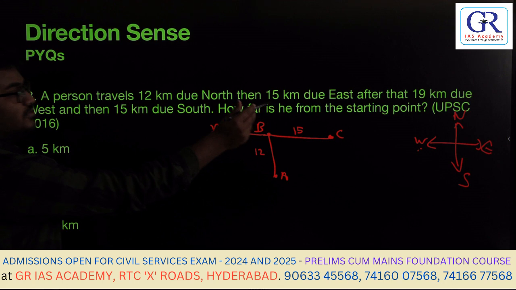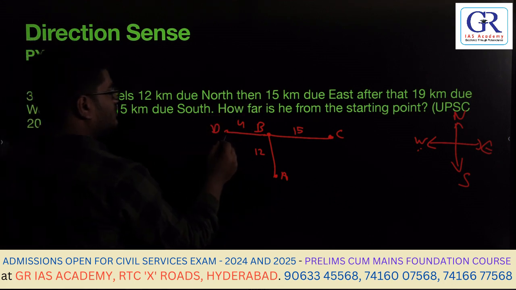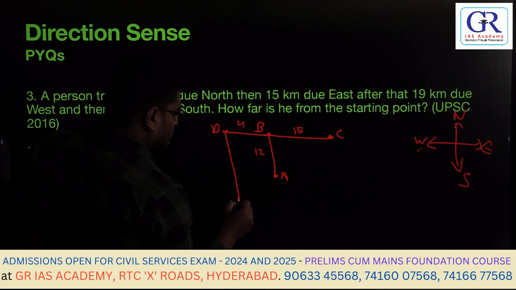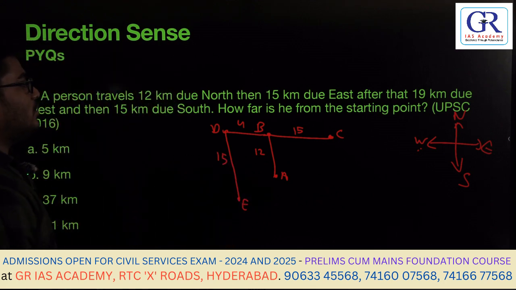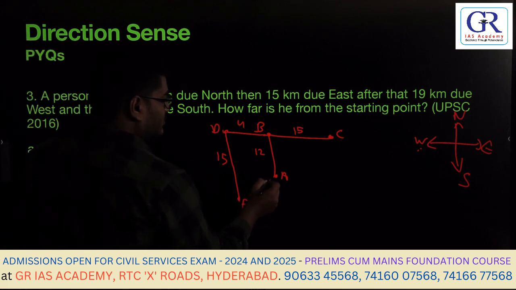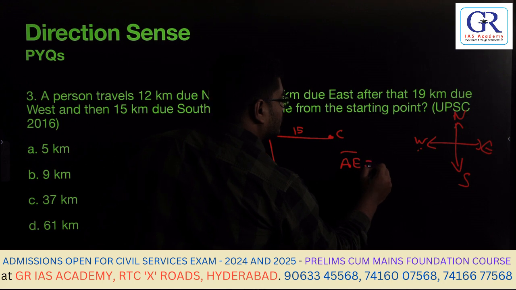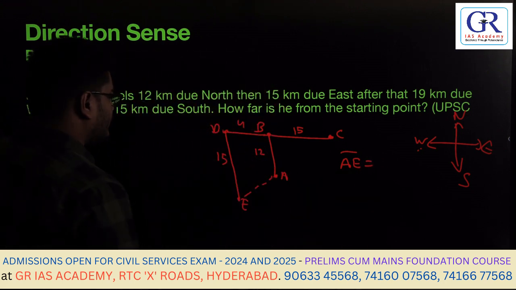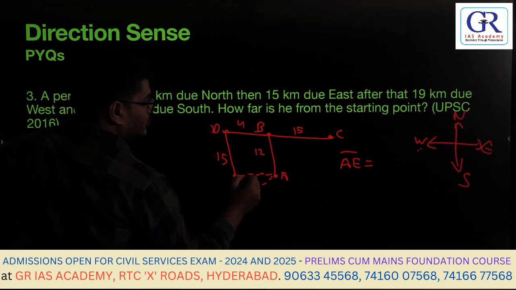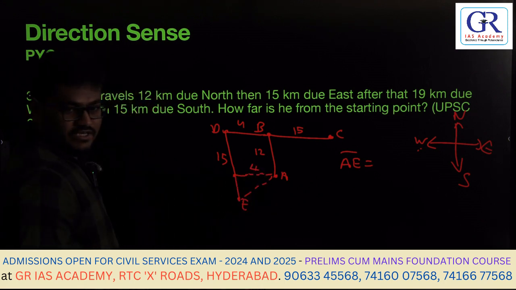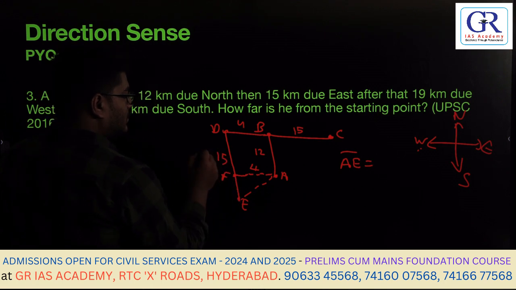15 plus 4, 19 kilometers. Then given 15 kilometers due south, to E. What did they ask? How far is he from the starting point? What is the distance AE that they are asking? This is the question. So first let's draw a line parallel to DB. What is this? 4, right? Suppose this is F.